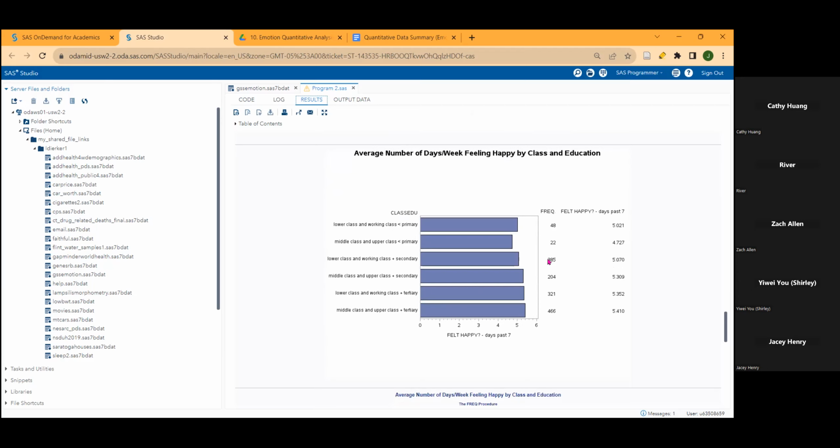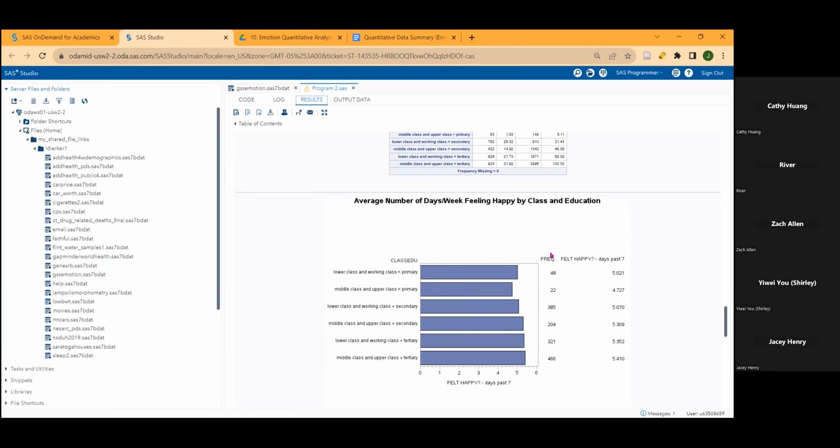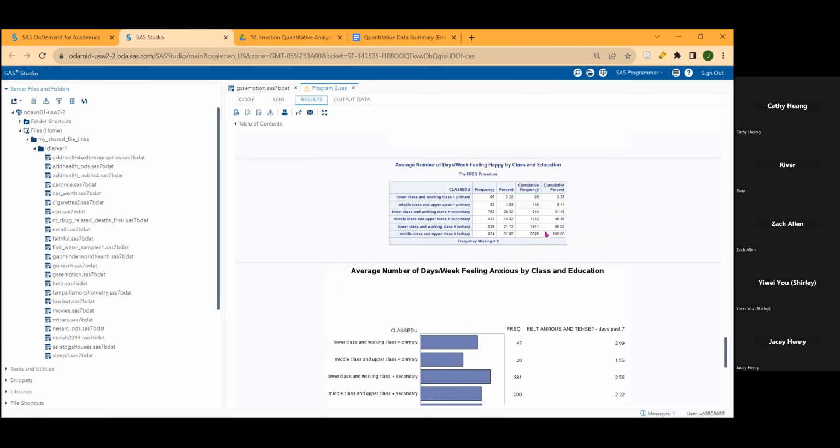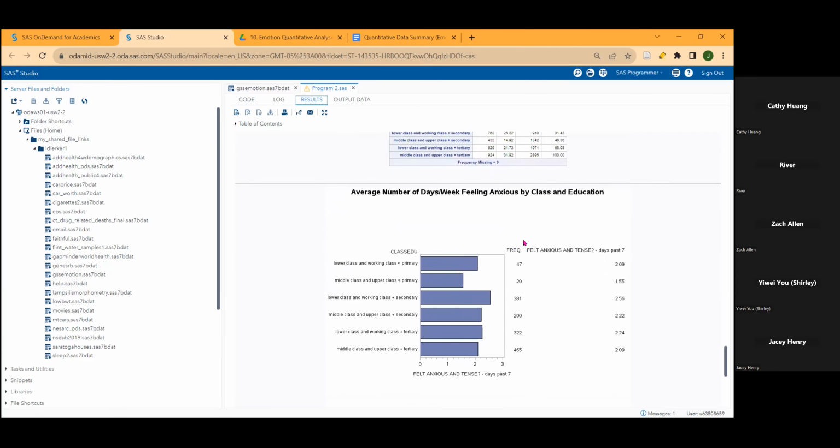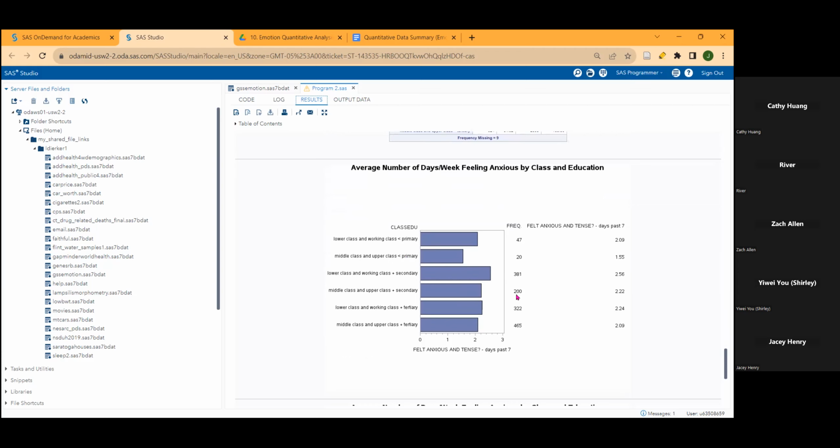But other than that, I would say they're pretty similar. Yeah, and that's why the frequency is different for the happy versus anxious stable. Same here. Right. Okay. So let's see what we've got here. Again, middle class and upper class less than primary, which is a small group. It's only got 20 people in it, but they're a little bit lower. And the highest group is lower and working class who have a high school diploma. They're the most anxious.